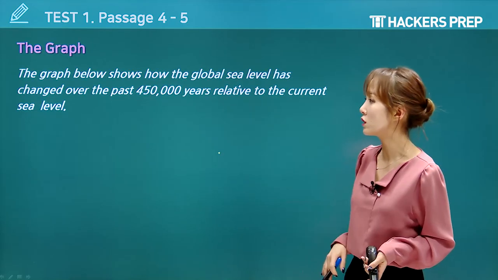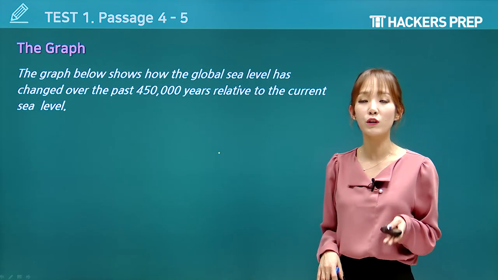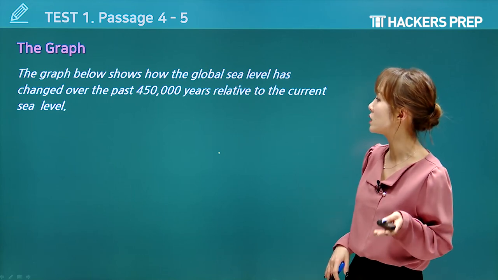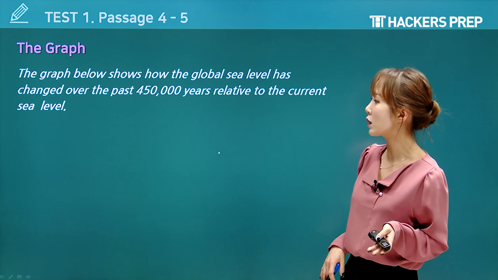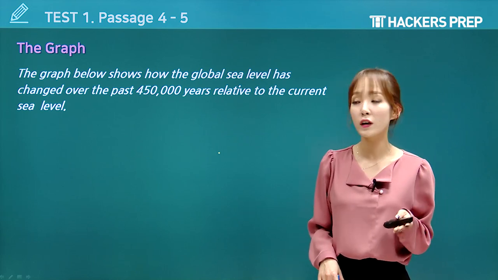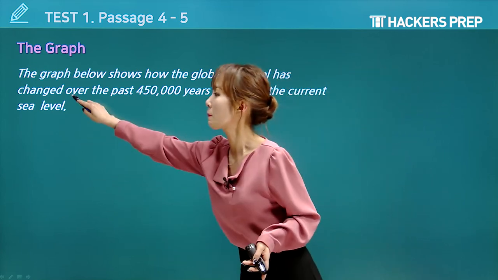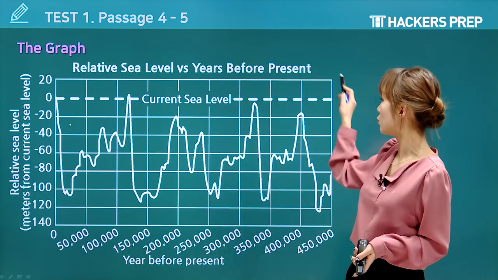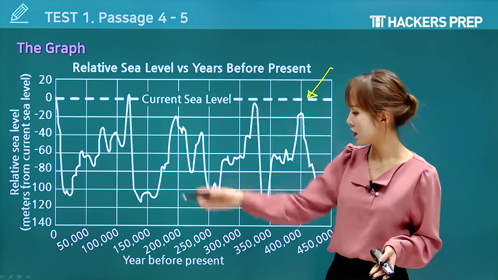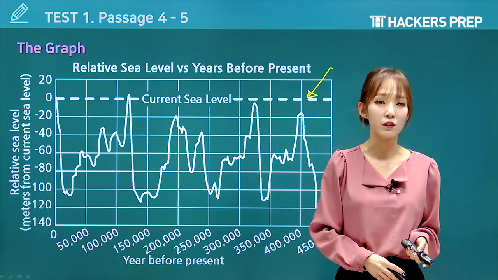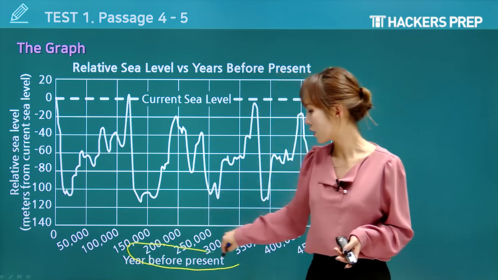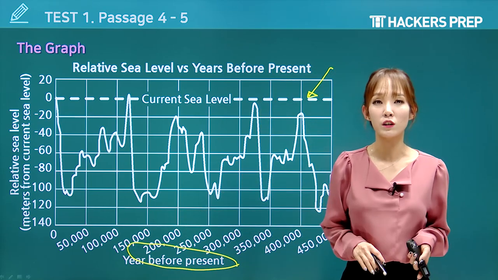Understand? So we're going to start with the graph here. Again, always read the blurb pertaining to the graph. Now, the graph below shows how the global sea level has changed over the past 450,000 years relative to the current sea level. So we have a standard here. So if you take a look at the graph, you see what? You see that this is the current sea level. We have the relative level here as well as the dates down here. Now here the trick was what? The trick was reading this part of the graph. I'll show you while we are solving the question.